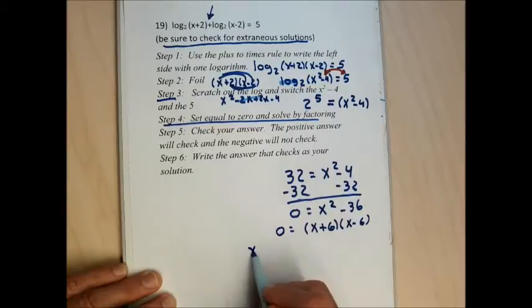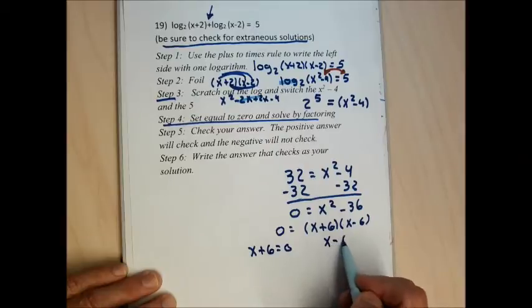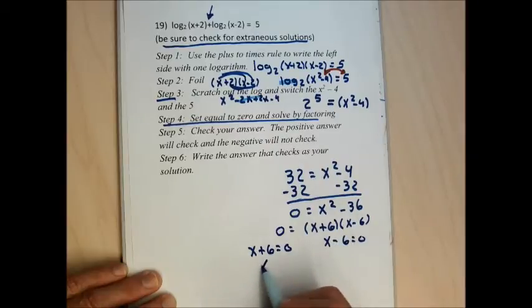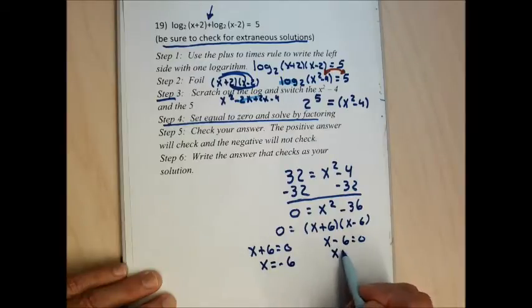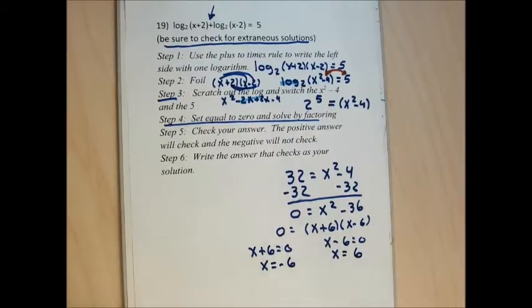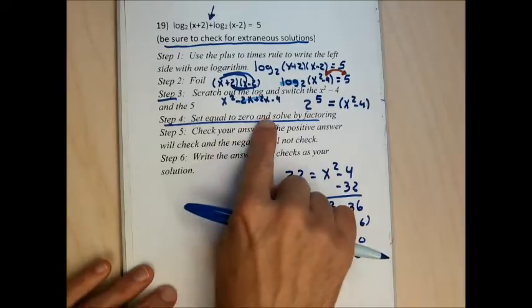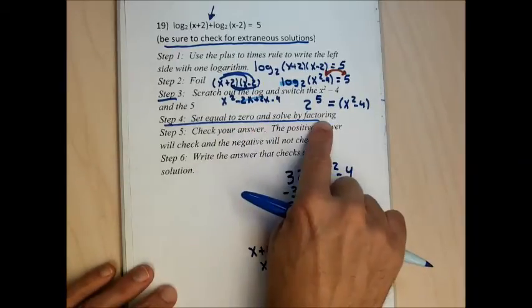Now that I have it both factored and set equal to 0, I'm going to set each factor equal to 0 and solve for x. The x plus 6 equal to 0 is going to give me x equal to negative 6. The x minus 6 equal to 0 gives me x equal to positive 6. Then I'm done with step 4. I set equal to 0, I solve by factoring.